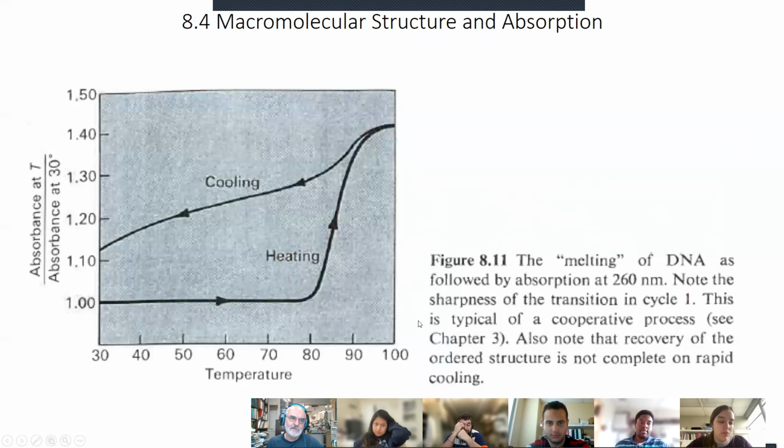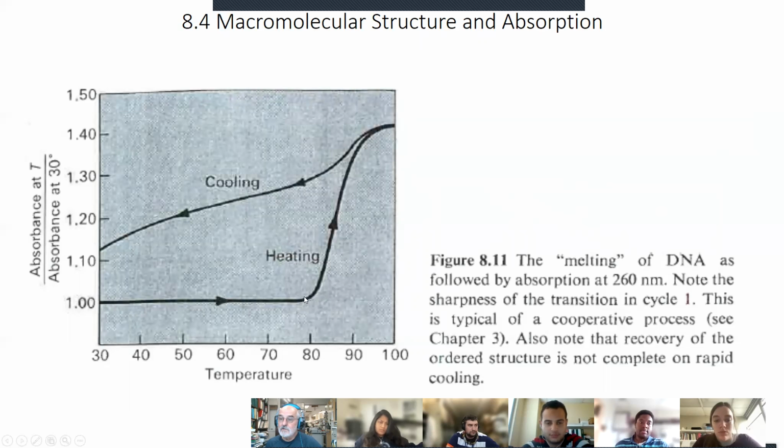This is another reflection of this. This is a melting experiment. This is double-stranded DNA. It's showing the absorbance as a function of temperature compared to 30 degrees. And as you heat the sample, there's no change, there's no change. And suddenly there's this huge increase in the absorbance. As you get above 80 degrees, the midpoint is around 85, 86 degrees.